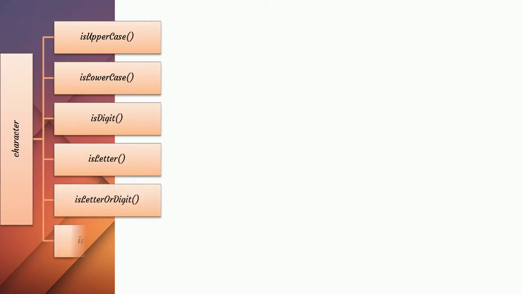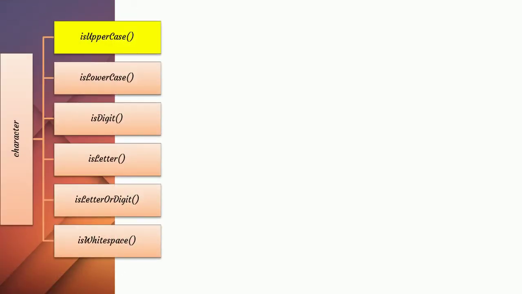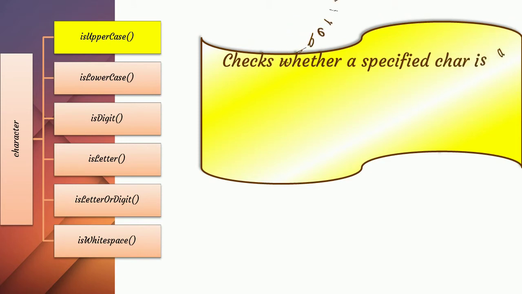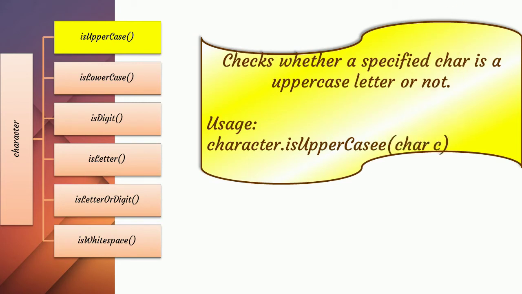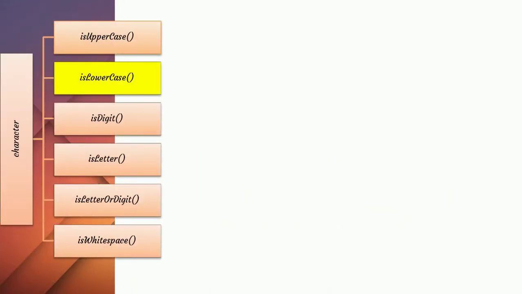isUpperCase, isLowerCase, isDigit, isLetterOrDigit. These will return true or false. That is, they will return a boolean value. First we will see isUpperCase. It checks whether the specified character is an uppercase letter or not. So how can we use this? Character.isUpperCase of a character.